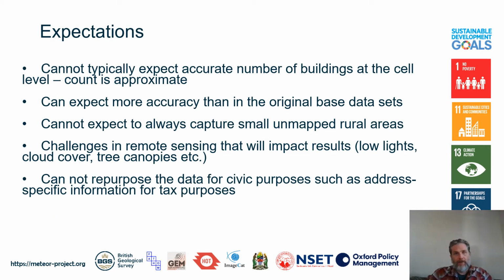And this gets right into the expectations. You cannot typically expect an accurate number of buildings at the cell level. The count is approximate. Now, if you've aggregated up with a level 4 data set, that might be an exact number. But typically, that's not something that you can expect will be there.